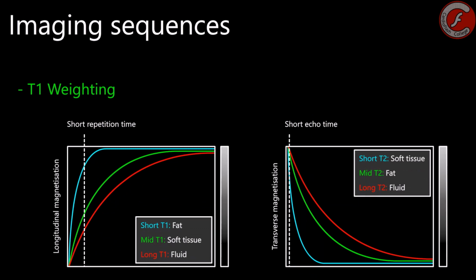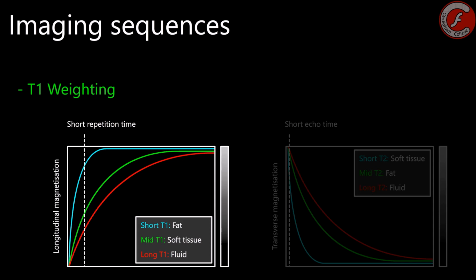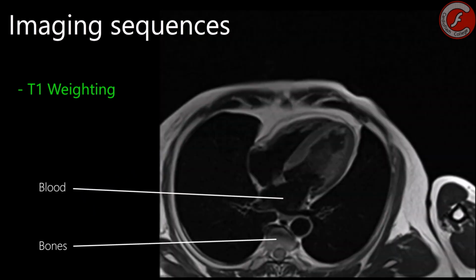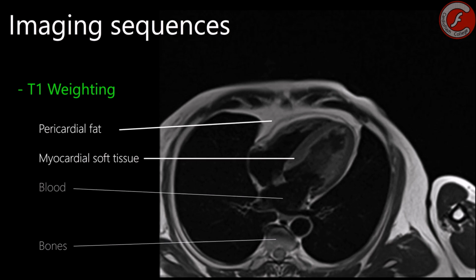T1 weighted sequences use a short repetition time and echo time, so that tissues with a shorter T1 will produce hyperintense images, and tissues with a long T1 will produce hypointense images, while differences in T2 will not be able to be seen contrasted, because with such a short echo time, all tissues emit echoes simultaneously and cannot be differentiated from each other. With these sequences, water and bone tissue are opaque or hypointense, but fat, healthy soft tissues, and gadolinium present a signal of variable but high intensity.